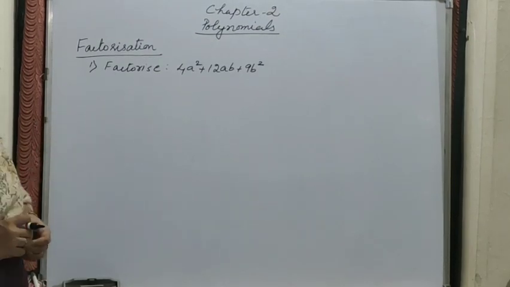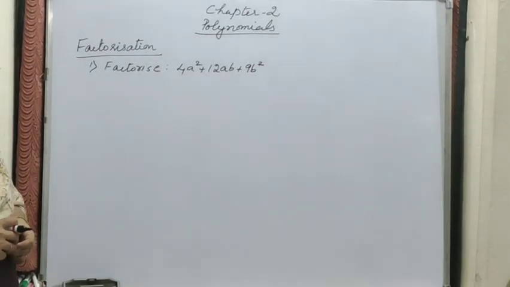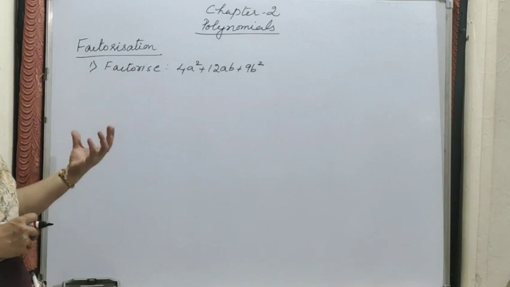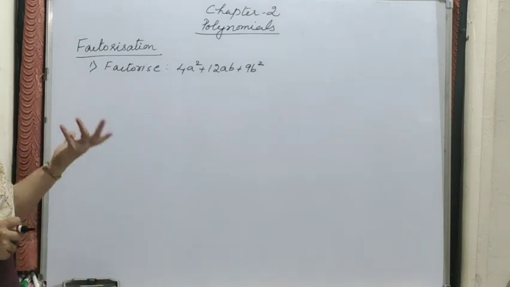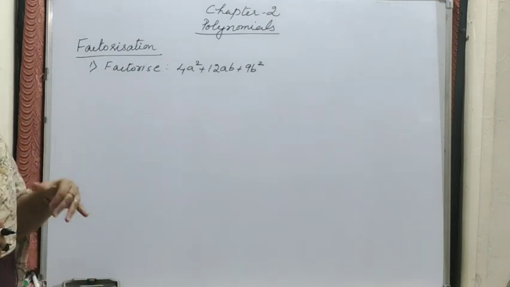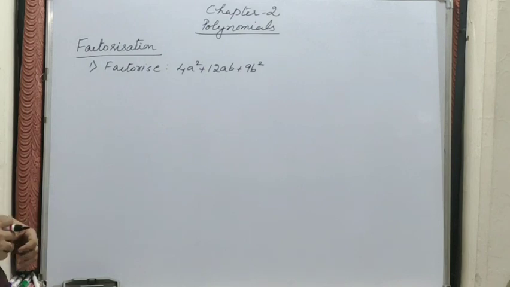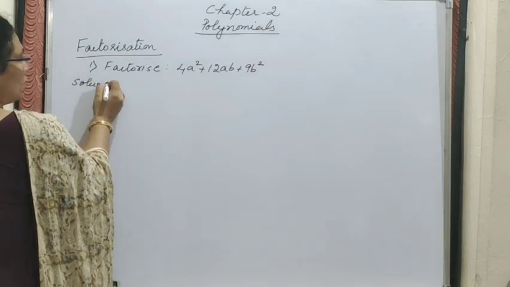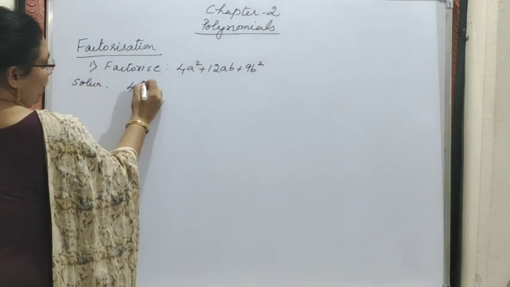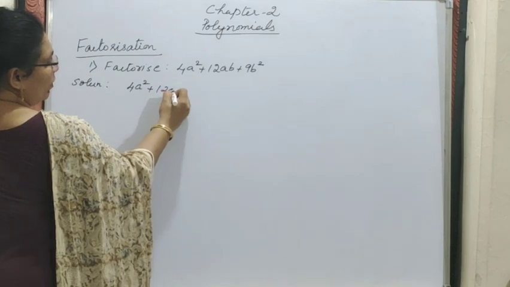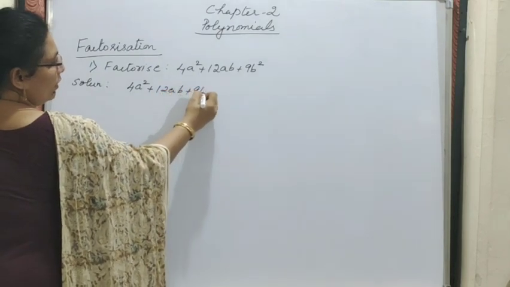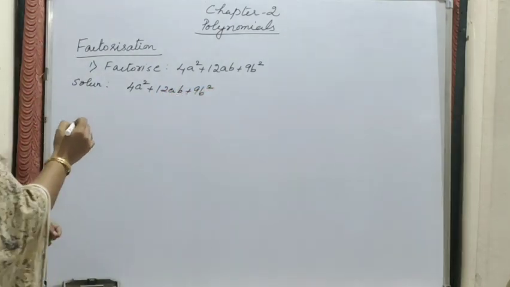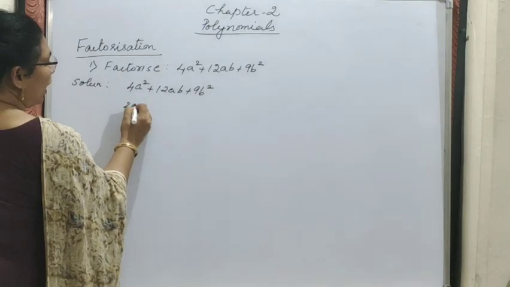The first question is: factorize 4a square plus 12ab plus 9b square. You should compare with any identities or common factors, or any other method by which you can find the factors here. Here 3 terms are there. So what is the solution? We should take down the question first, that is 4a square plus 12ab plus 9b square, right? So 4a square can be written as (2a) whole square.